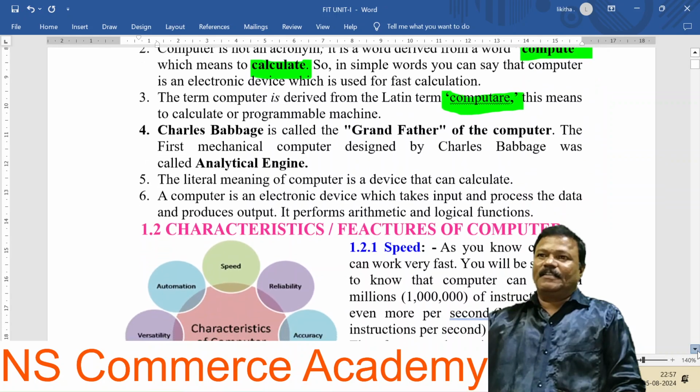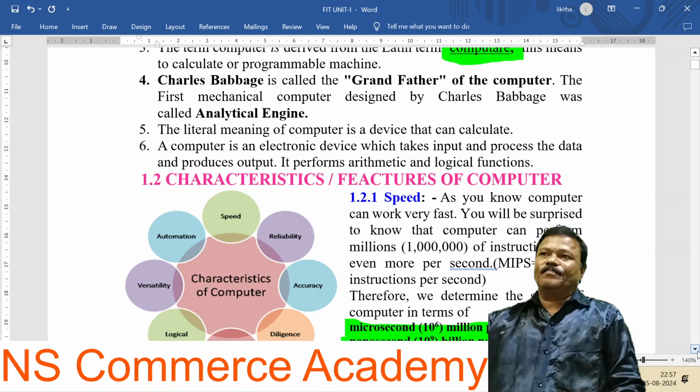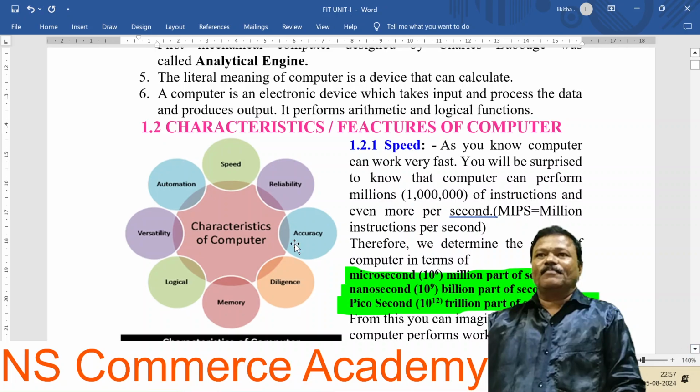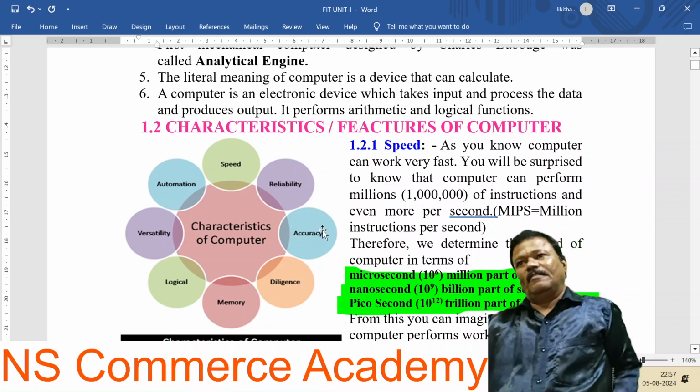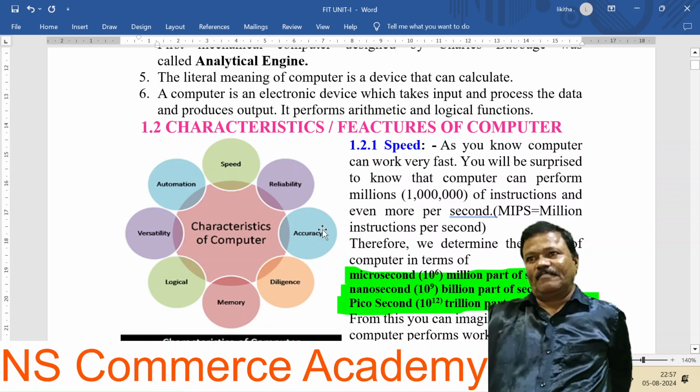Now, friends, come to the features of computers or characteristics of computer. The features of computer can broadly be discussed under 9 heads: speed, reliability, accuracy, diligence, memory, logical, versatility, automation. So now let us discuss the features of computer one by one.